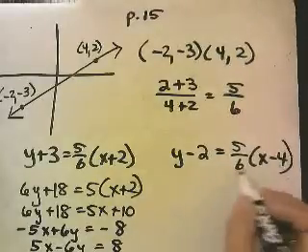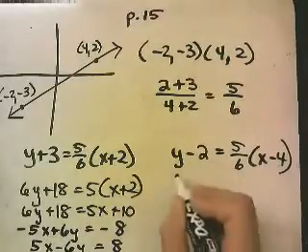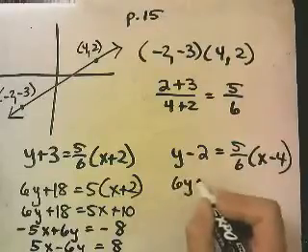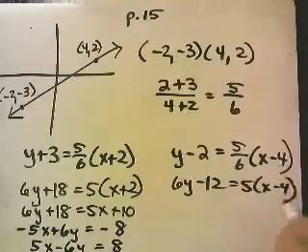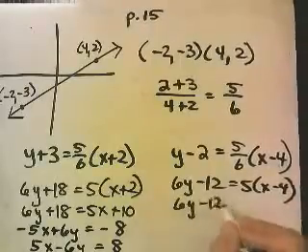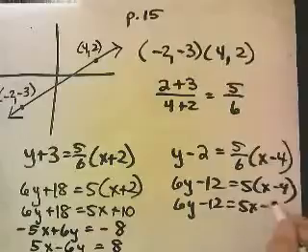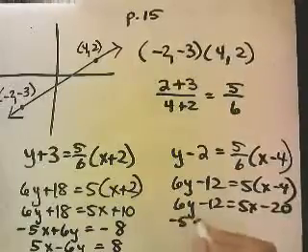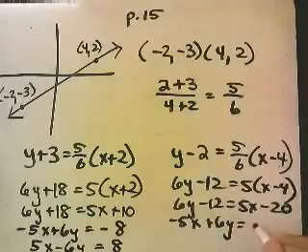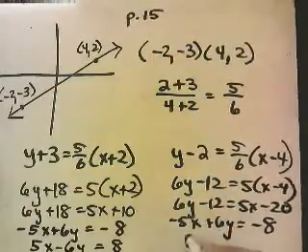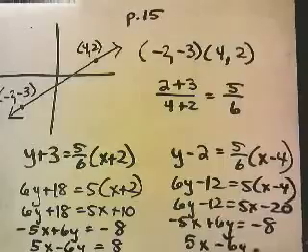Now I'm going to do the same thing to the other equation. I'm going to multiply everything by 6. I'm going to distribute. I'm going to subtract 5x from both sides and add 12 to both sides. And then I'm going to make sure that a is positive.